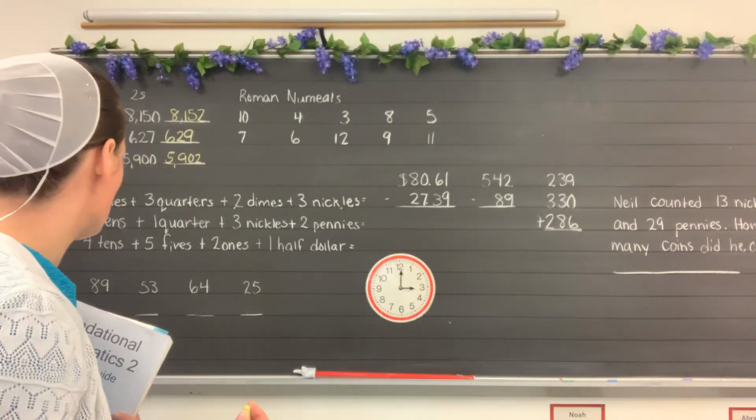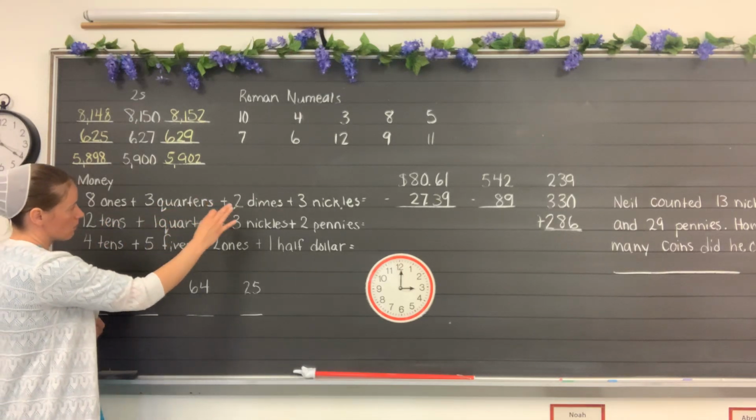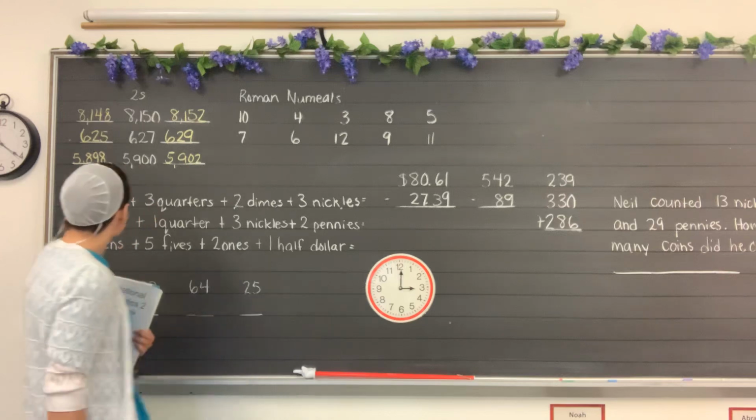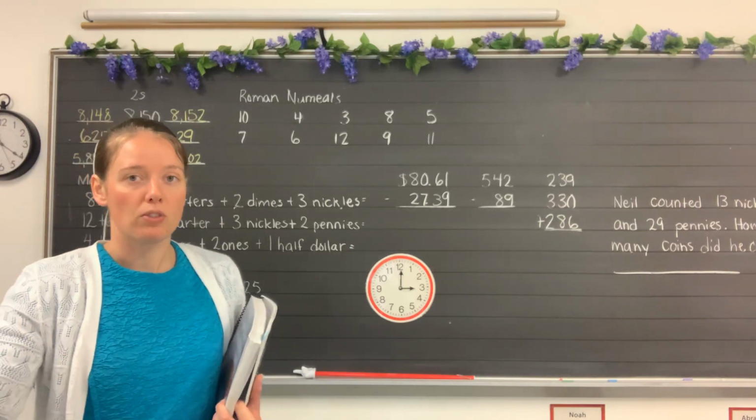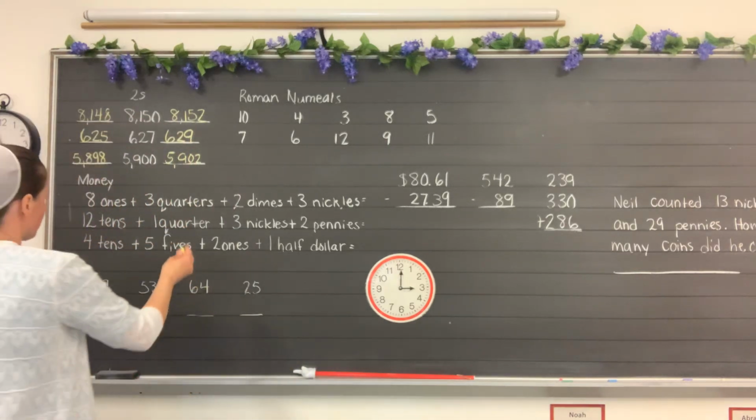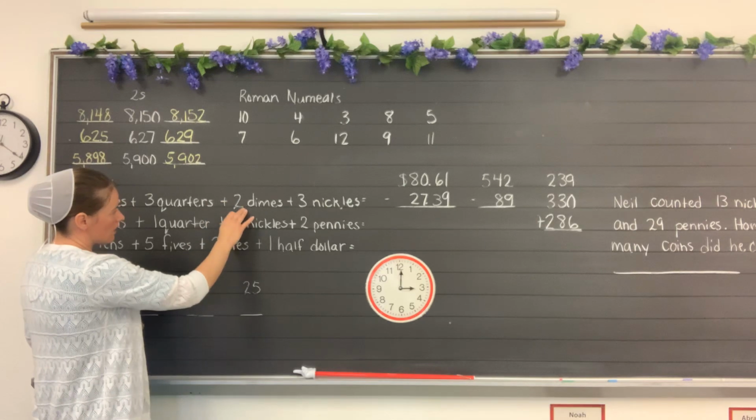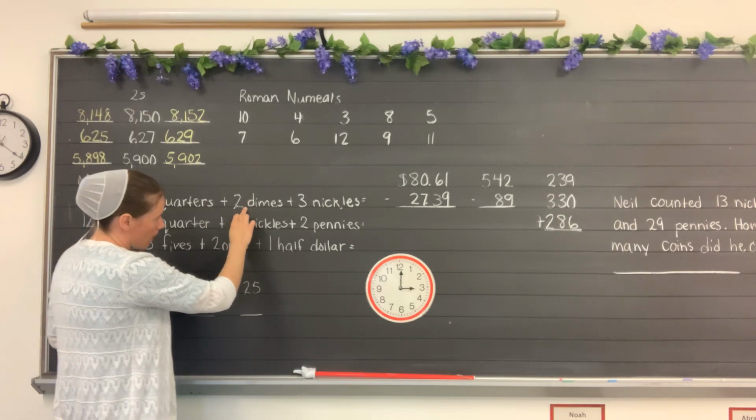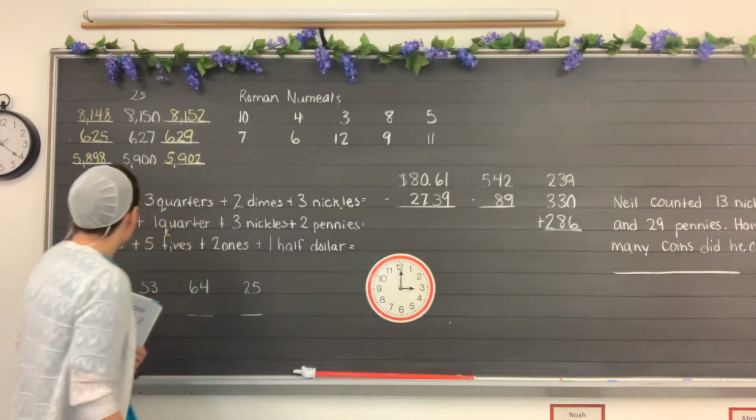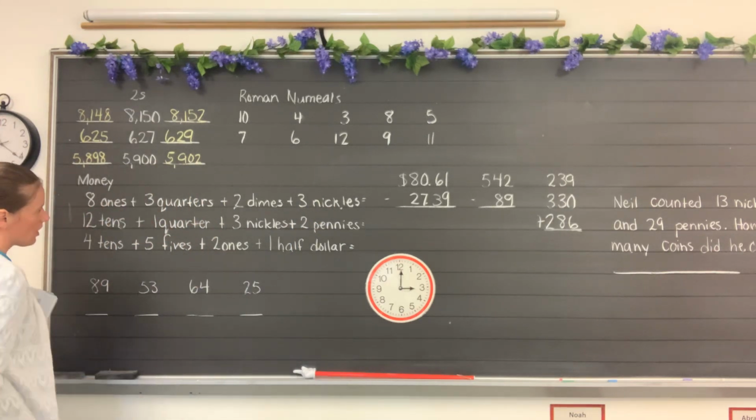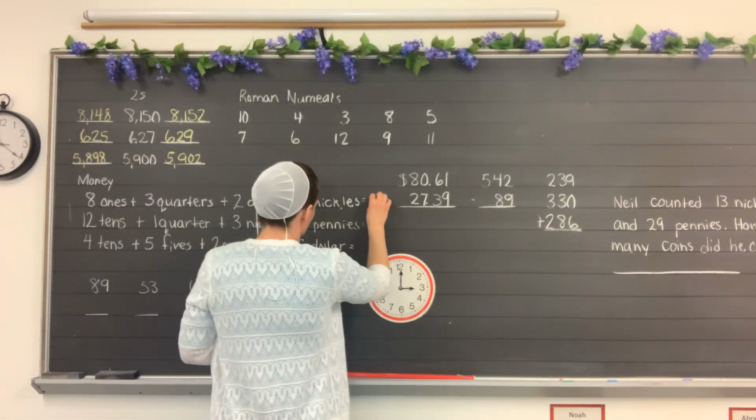So now let's do our money here. We have 8 ones plus 3 quarters plus 2 dimes plus 3 nickels. So you think 8 ones, 8 $1 bills, so that would be $8. And then we have 3 quarters, which would be 75 cents, plus 2 dimes, 85, 95, plus 3 nickels, 100, 105, 110. So we need to add another dollar here to this, so that would be $9.10 is your answer.